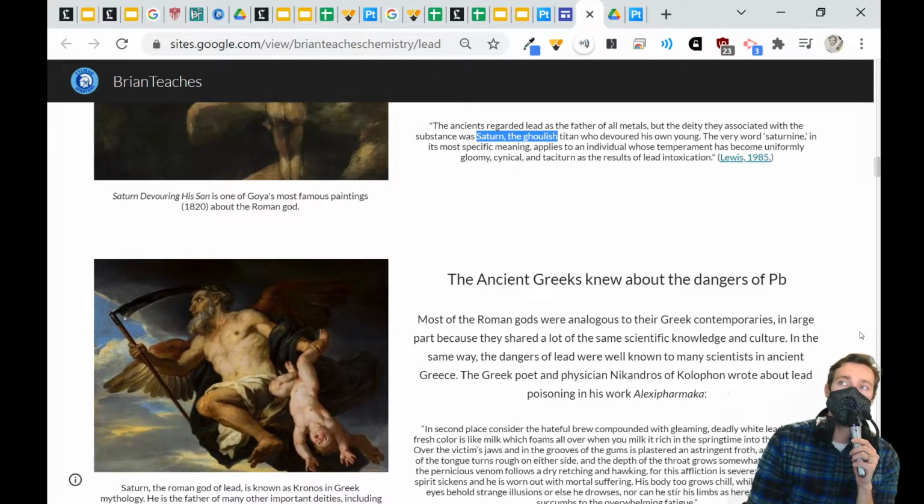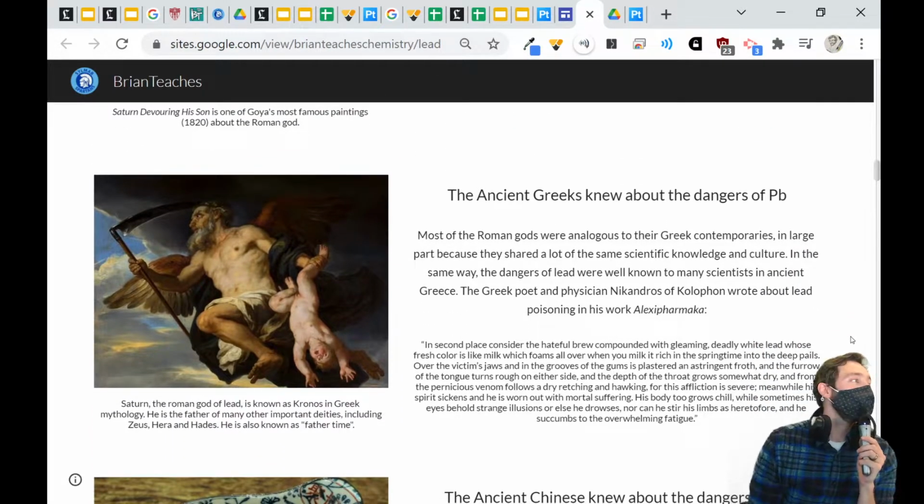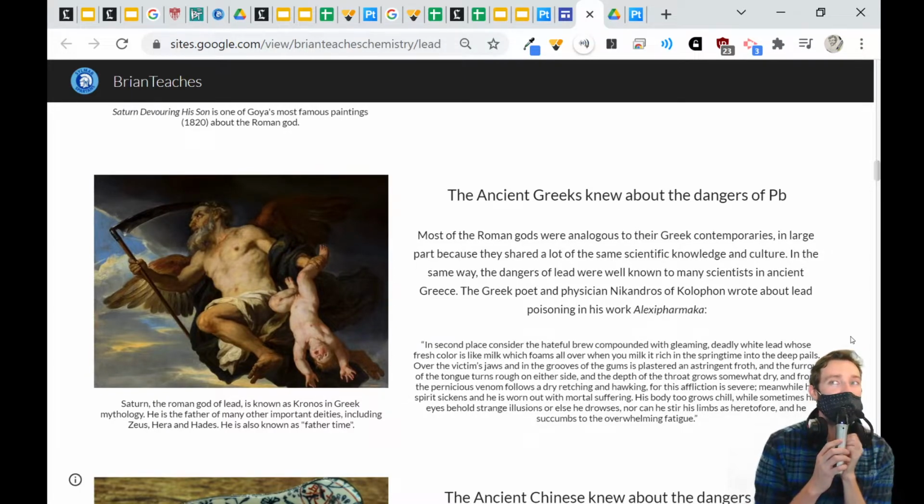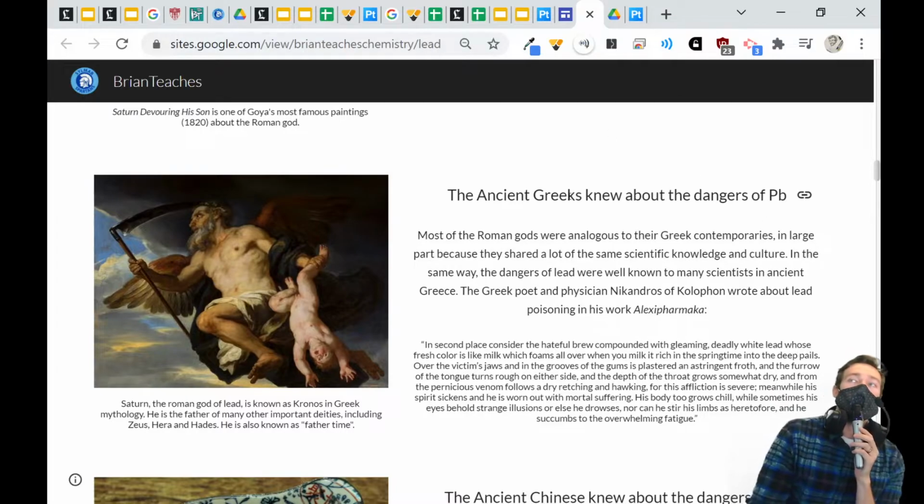Dummies. I don't know why they did it. Or maybe, similar to the modern world, maybe only a few people knew about it and they took advantage of that power and they were exploiting other people. Maybe. The ancient Greeks, did the Greeks know about the dangers of lead? Yeah, they knew too. They knew too.